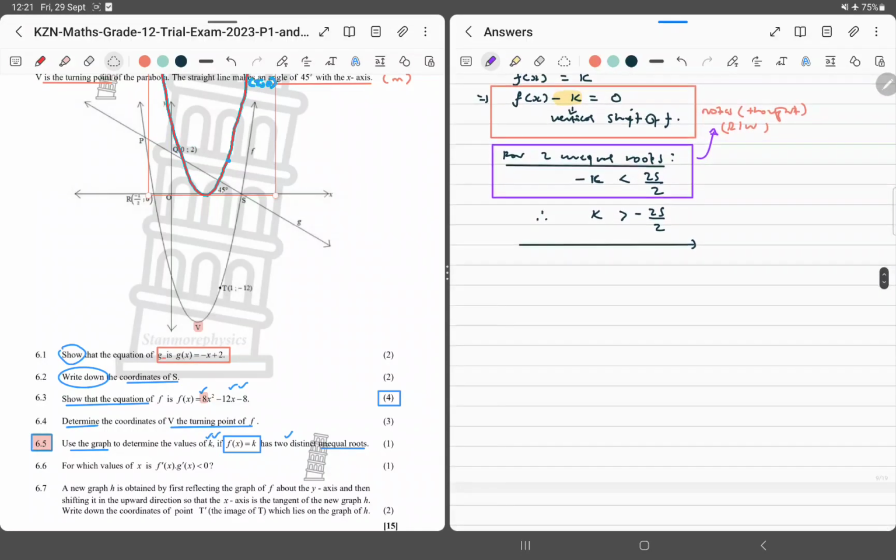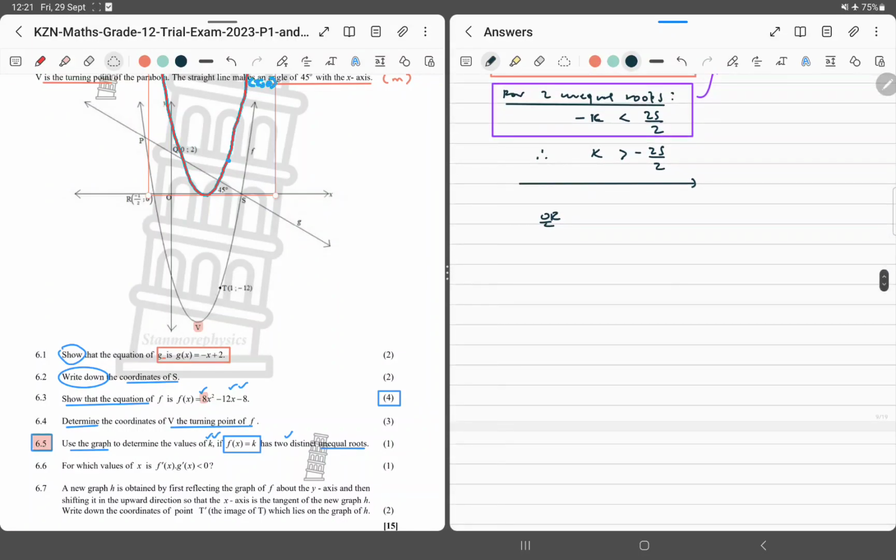Okay, now let me show you another technique. You still have options here, because let's just show you how to solve this matter without panicking.